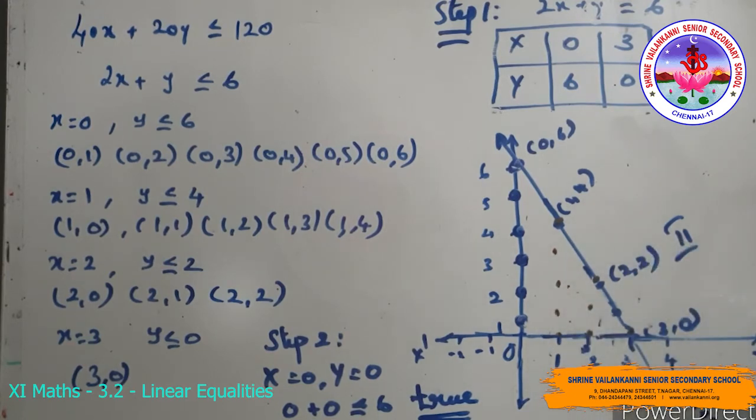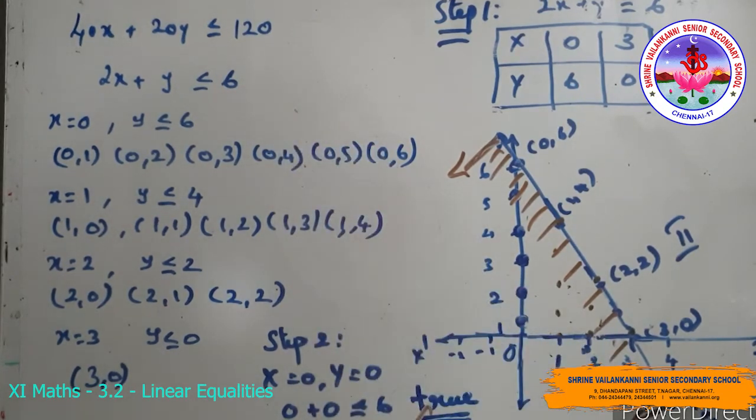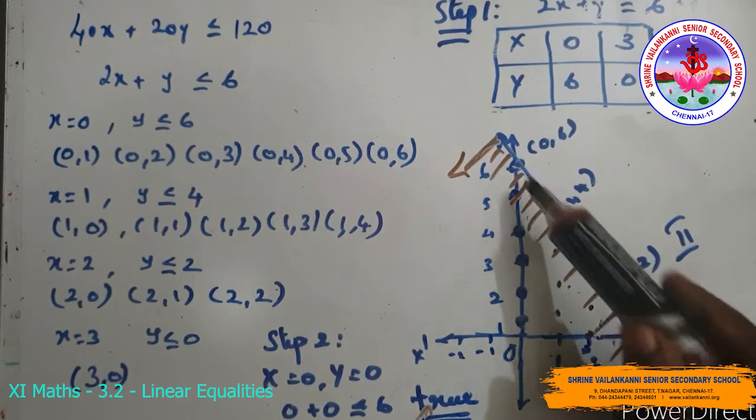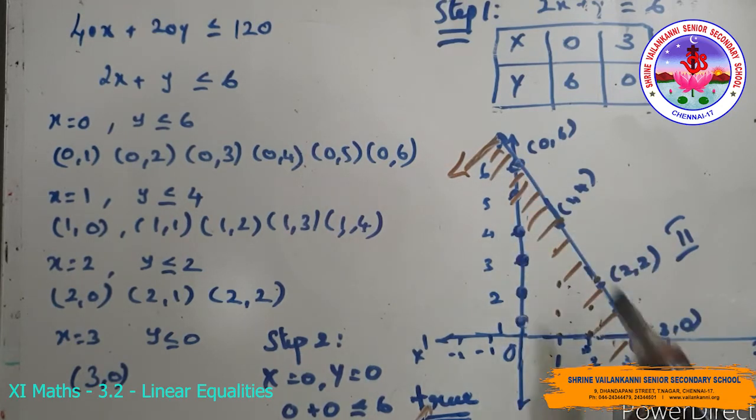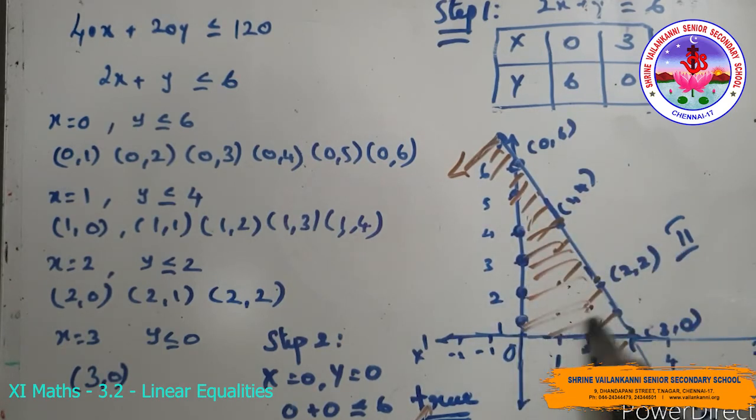So the inequality is 40x plus 20y less than or equal to 120. Step 2: put x is 0 and y is 0 in the inequality 2x plus y less than or equal to 6. So 0 plus 0 is less than or equal to 6, that is 0 is less than or equal to 6, which is true. It satisfies the inequality. So the region lies on the side of the line towards the origin. This is the shaded part, which is the solution region.